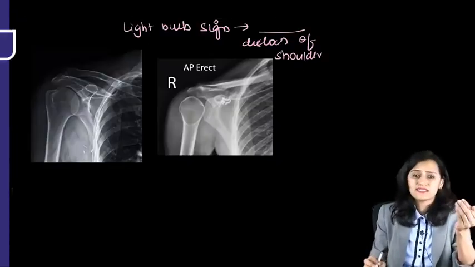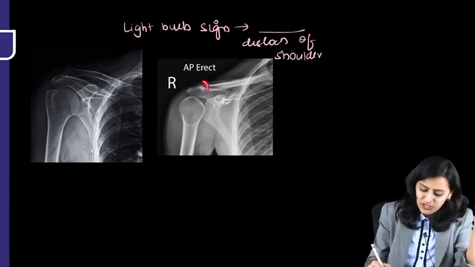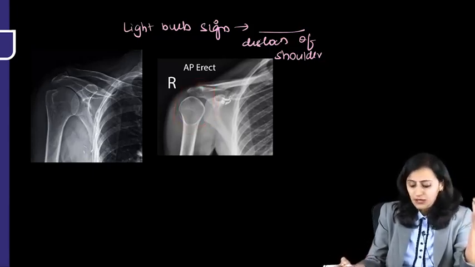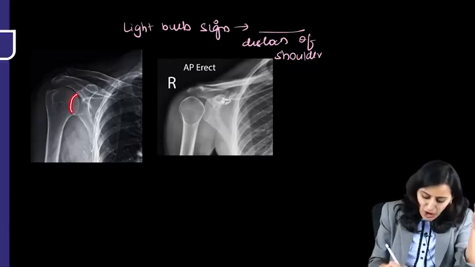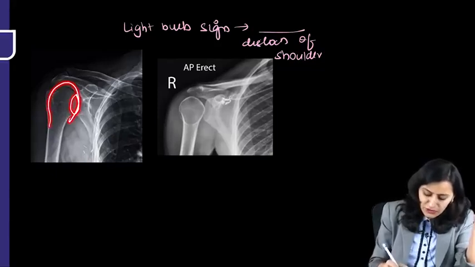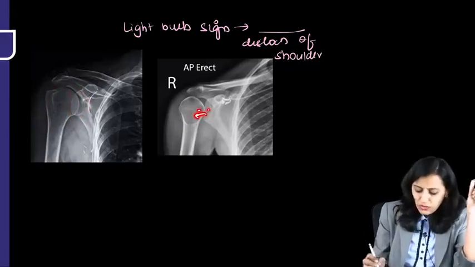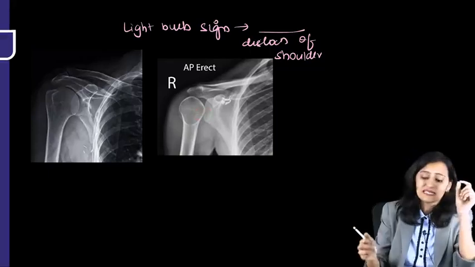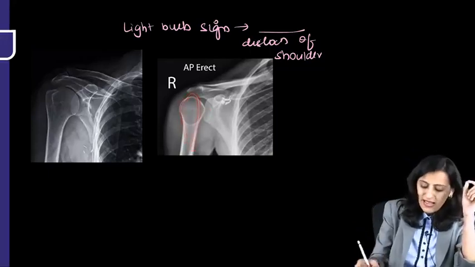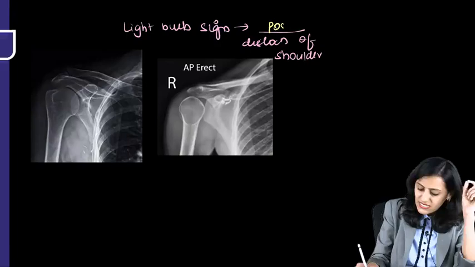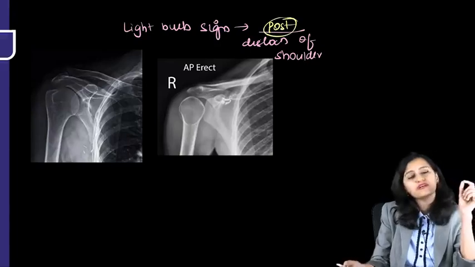Next one, in shoulder dislocation. With shoulder dislocation, we see this light bulb sign. What is the light bulb? Now, normally you should see this overlap of the humerus with the glenoid and forming this crescent or half moon here. When this is lost, the bones are not overlapping. It suggests the light bulb appearance, and it is seen in posterior dislocation of the shoulder.